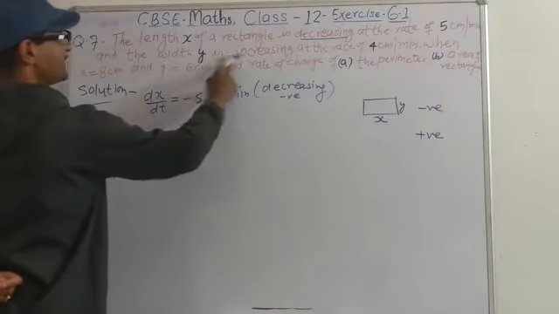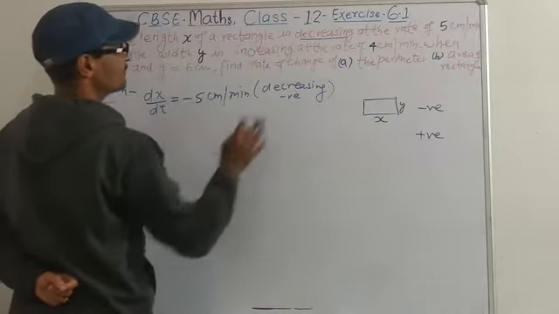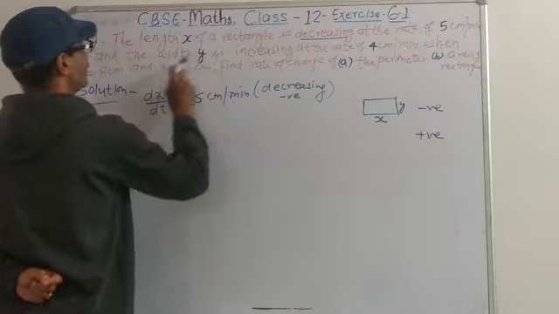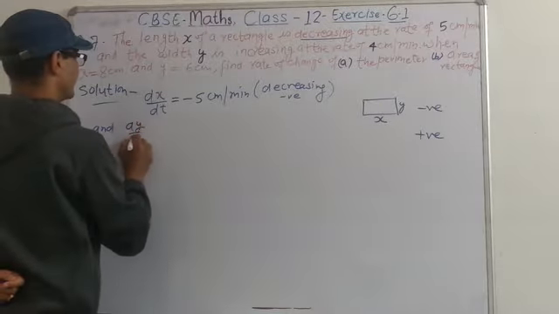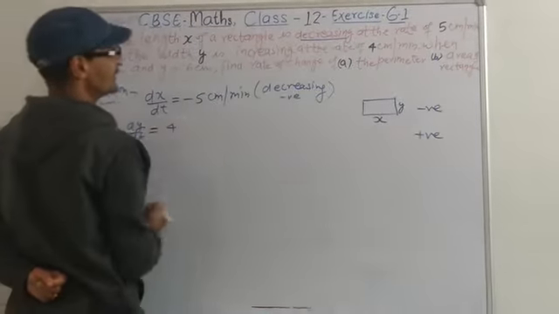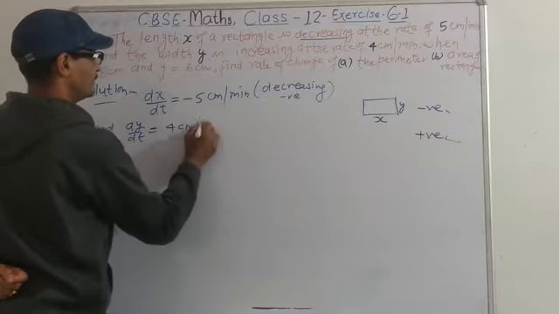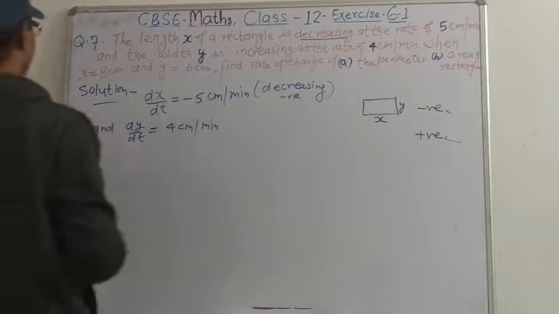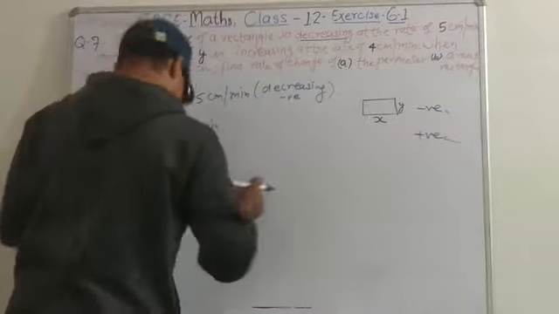And the width y is increasing. Y increasing, that means it becomes plus. That means rate of change of width with respect to time, because it is per minute, then dy by dt equal to, we can take positive here because increasing में positive लेंगे, decreasing में negative. 4 centimeter per minute. And when x is equal to 8 cm and y is equal to 6 cm, find rate of change of the perimeter.